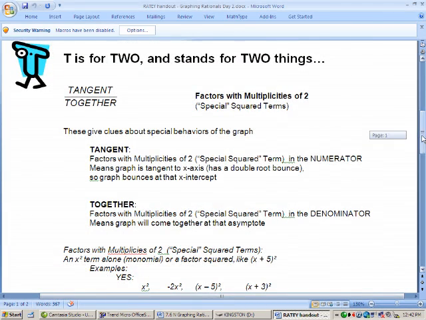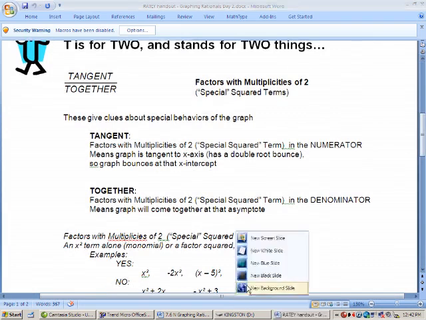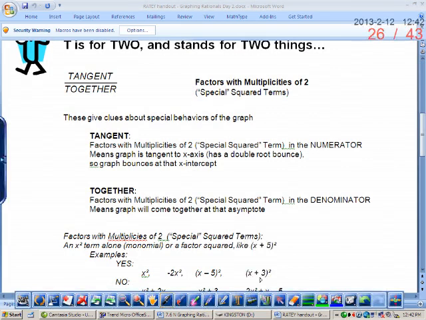The T stands for two things, tangent and together. And what that represents is if one of our factors in our numerator or our denominator is being squared, then something different is going to happen. If in the numerator we have a squared term or a squared factor, so let's say, for example, we had (x - 2)² over something else. We don't care what.